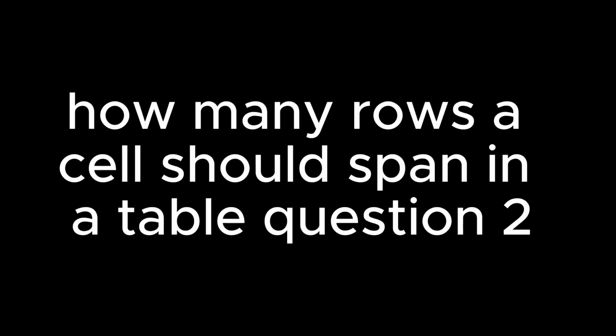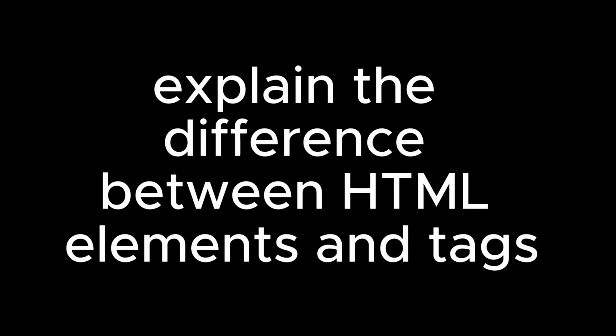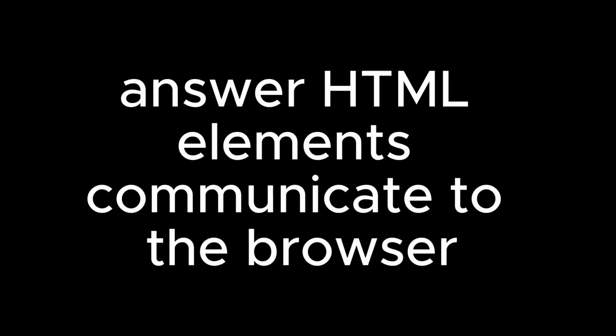in a table. Question 2. Explain the difference between HTML elements and tags. Answer. HTML elements communicate to the browser how to render text. When surrounded by angular brackets, they form HTML tags. Most of the time, tags come in a pair and surround content.